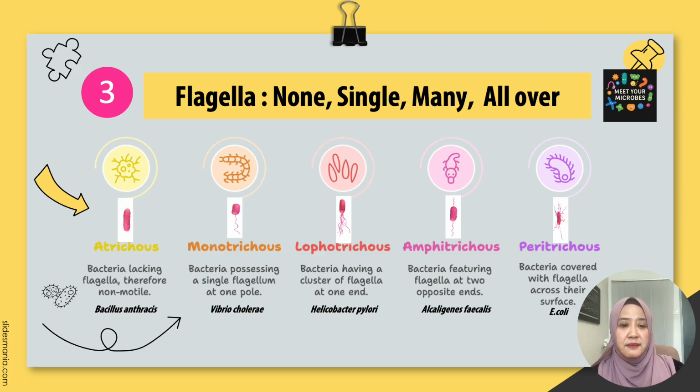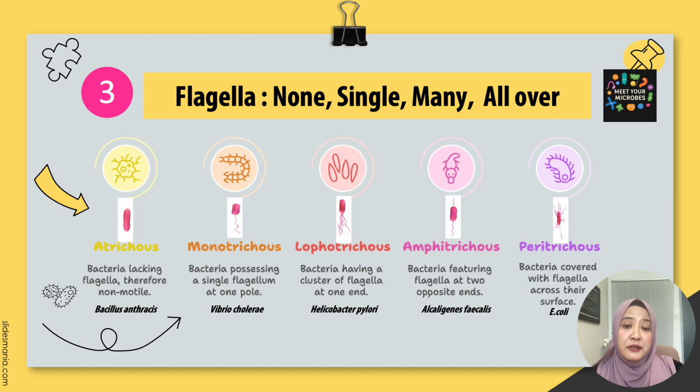Secondly, monotrichous. Mono means one. This particular bacteria possesses a single flagellum that is situated at one pole. Example of this is Vibrio cholerae, whereby it only has one single flagellum, but it's a very powerful flagellum that is responsible for its darting motility, as observed for Vibrio. Then you've got lophotrichous. Lophotrichous means the bacteria has a cluster of flagella, not single, but a cluster that is situated at one end. Example of this is Helicobacter pylori, the causative organism for your gastric ulcer.